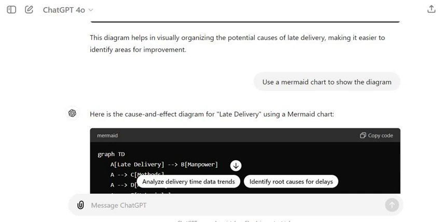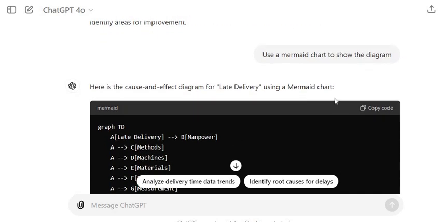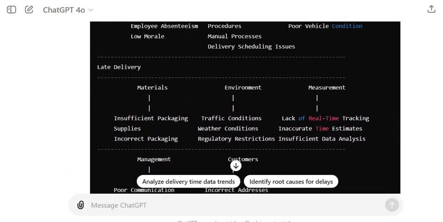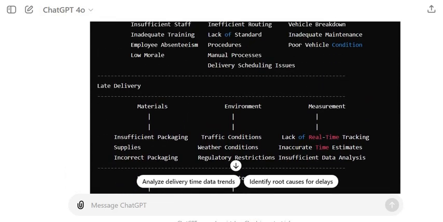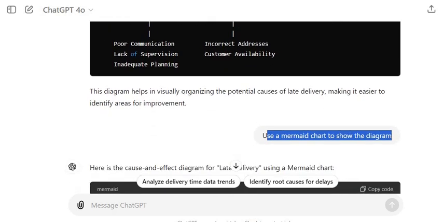So again, ChatGPT does not know your full context, but it can help you quickly come up with some ideas and help you with brainstorming. So the causes it lists are not necessarily going to be the right causes in your context, but they provide you a very good starting point. Okay, so I asked it to use a mermaid chart to show the diagram. The diagram it created is very basic, so I wanted a mermaid diagram, which is a better diagram than this.